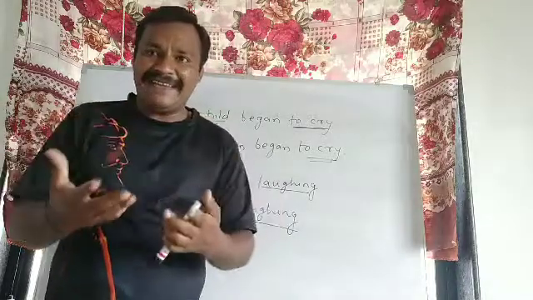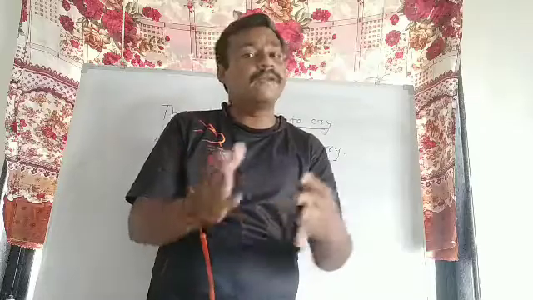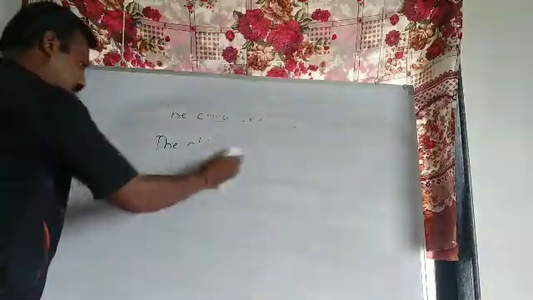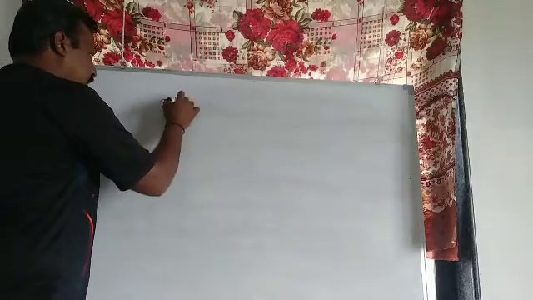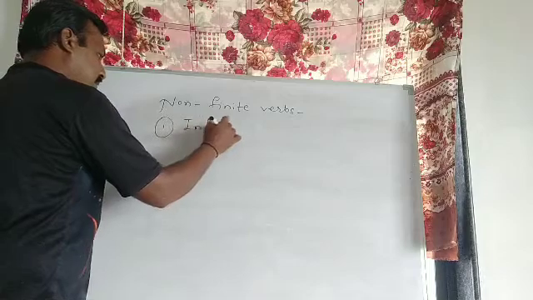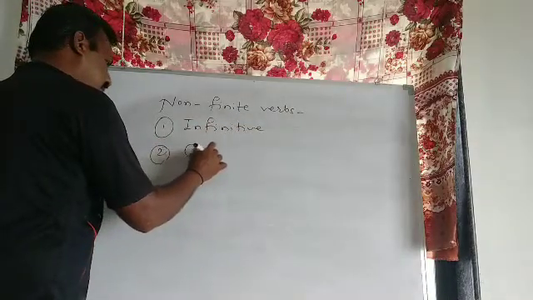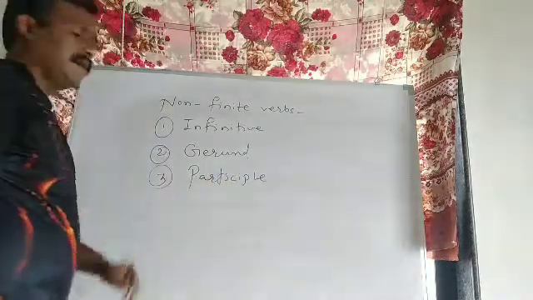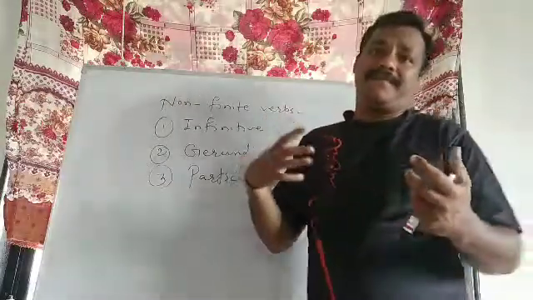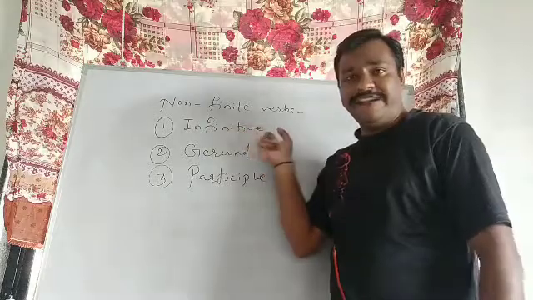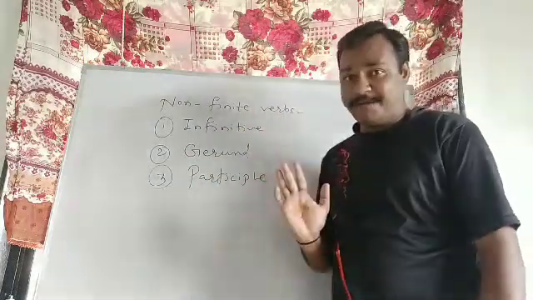Non-finite verbs can be classified, or else they have forms. We can call it forms of non-finite verbs. So, look at the board. See friends, non-finite verbs have three types, or some people can say three forms. Which are those forms? Infinitive, gerund and participle. These are called non-finite verbs only.